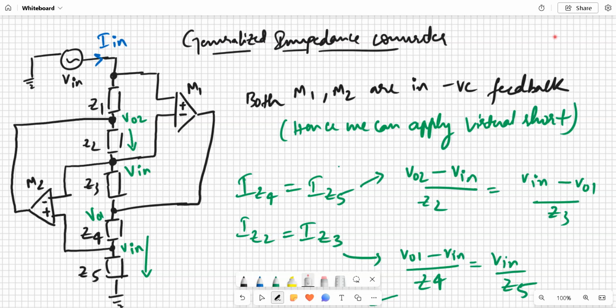This is the circuit of a generalized impedance converter. This circuit is called an impedance converter because it can behave like all the passive components: resistors, capacitors and inductors. For the input voltage source, this whole circuit behaves like a resistor, capacitor or inductor based on the values of Z1 to Z5. So we can change these values and simulate each of the passive components.